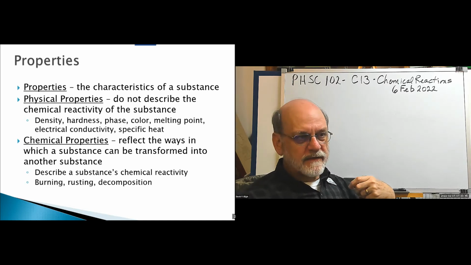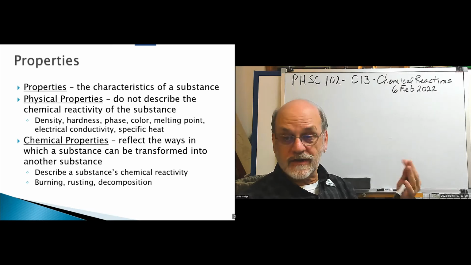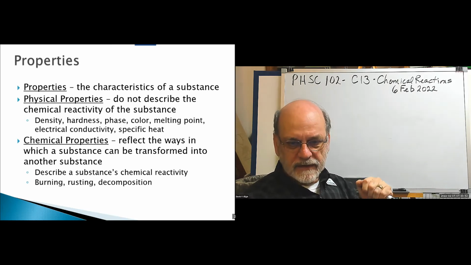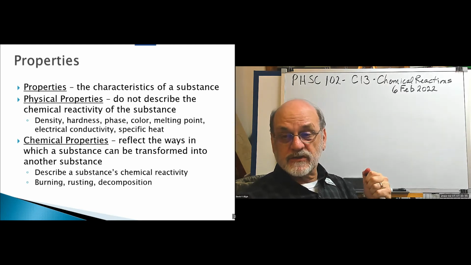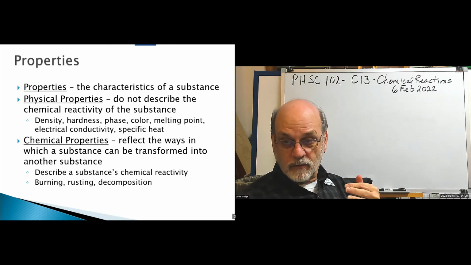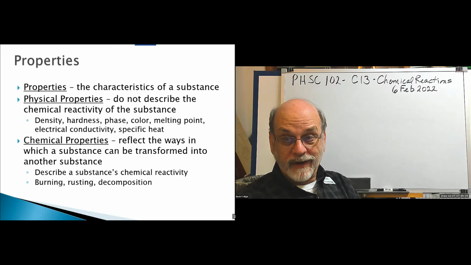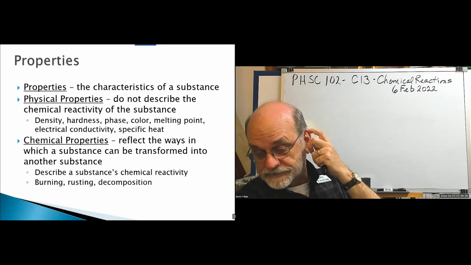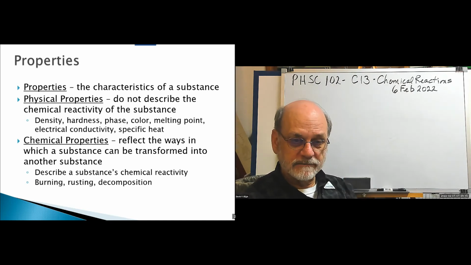Or this substance will rust if it gets wet in an oxygen atmosphere. Or this substance has the potential to decompose. If you heat it, then rather than change phase or expand volume, it will actually break down into different substances, decomposition. Okay, those are examples of physical and chemical properties and the differences between the two.